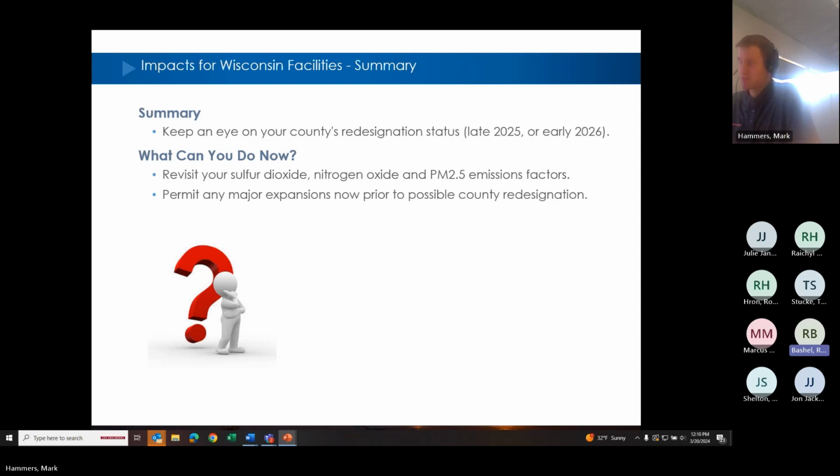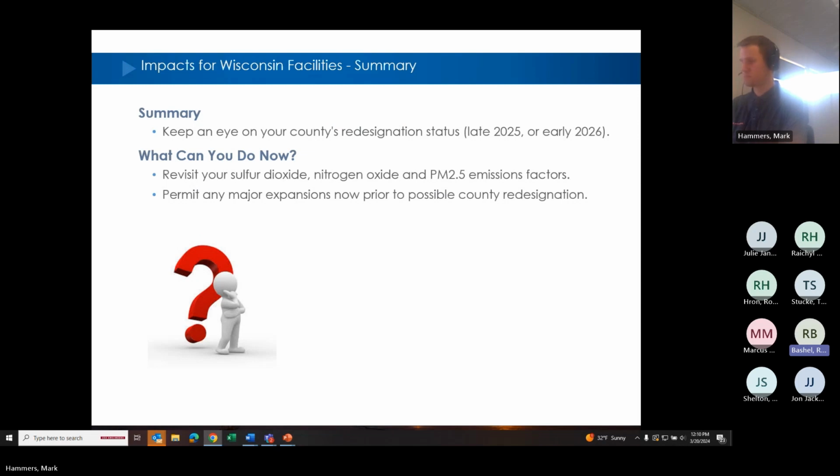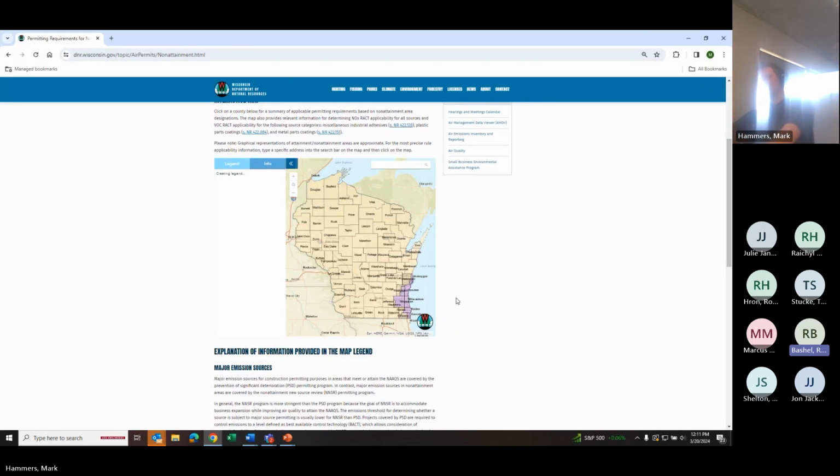One thing I was going to suggest, you mentioned that DNR's got the map of the non-attainment areas. That is an interactive map. And they are going to update it as soon as they know that they've got new county designations coming. They're going to update that web page. So that's an easy way to monitor what's going on in your area.